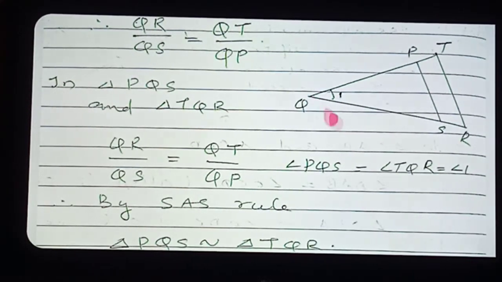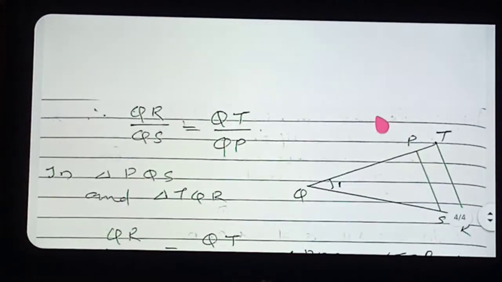So QR by QS is equal to QT by QP. Which are the two triangles? One triangle is PQS, the next triangle is TQR. In these triangles, the corresponding sides are in the same proportion and their included angles are equal. For this purpose only we used that method. See here.